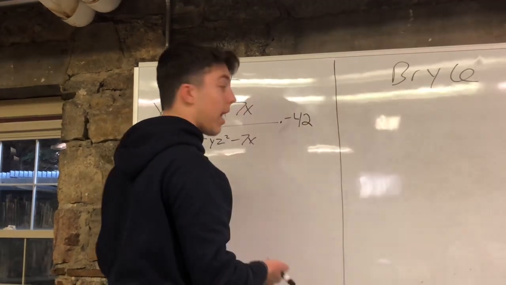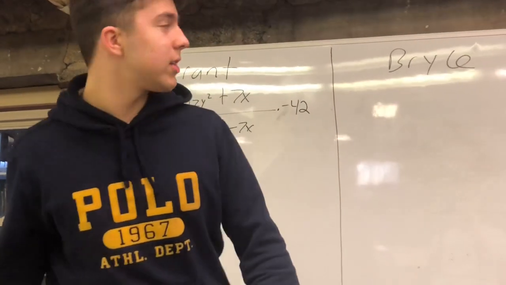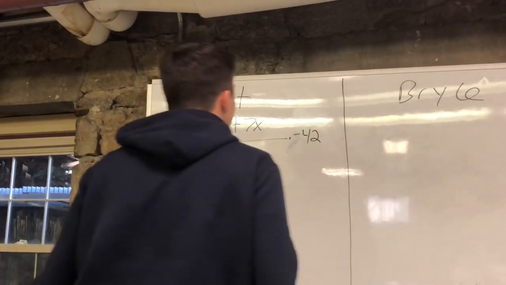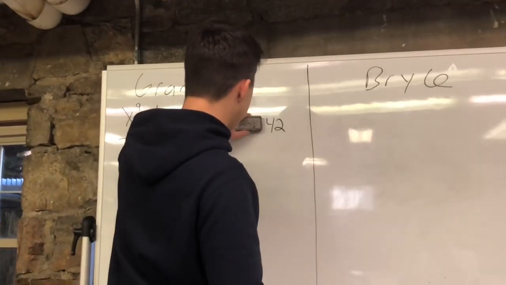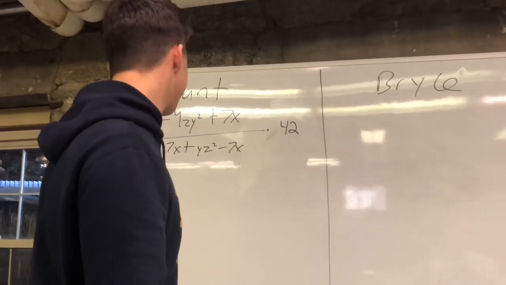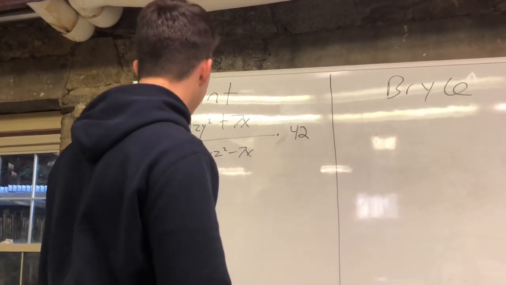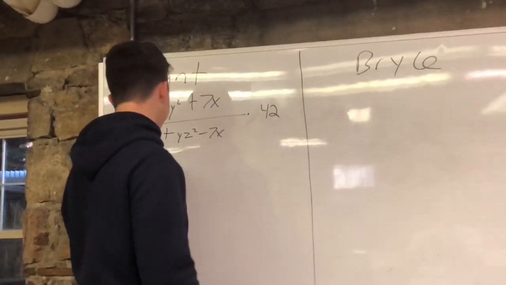Alright, so we got that. Now, because it's a negative, you can minus the negative. So you can erase it like this. So just 42. Okay.